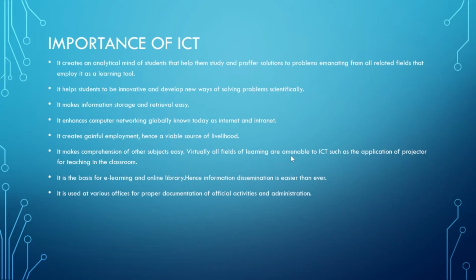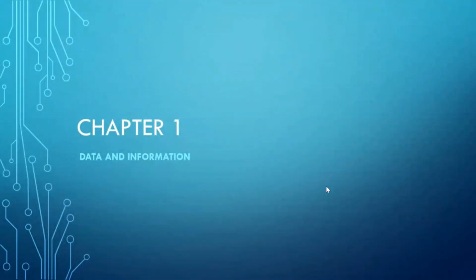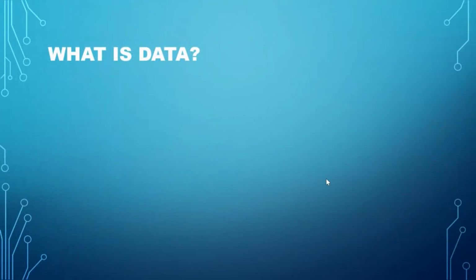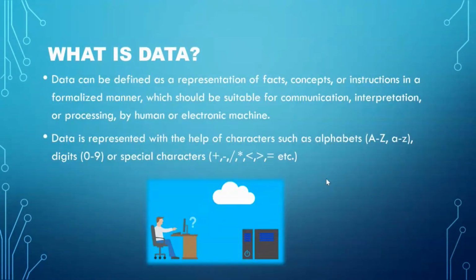Okay, so Chapter 1, Data and Information. What is data? Data can be defined as a representation of facts, concepts, or instructions in a formalized manner, which should be suitable for communication, interpretation, and processing by a human or electronic machine. Data is represented with the help of characters such as alphabets, digits, or special characters.